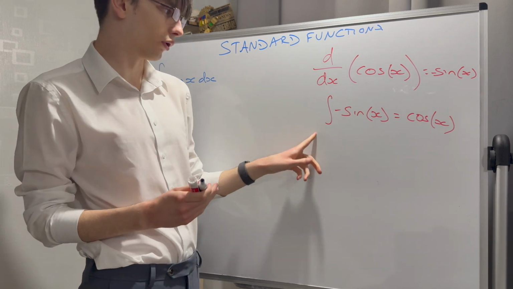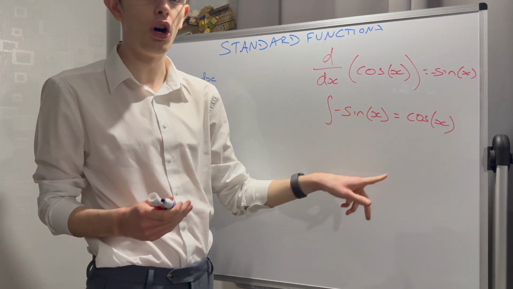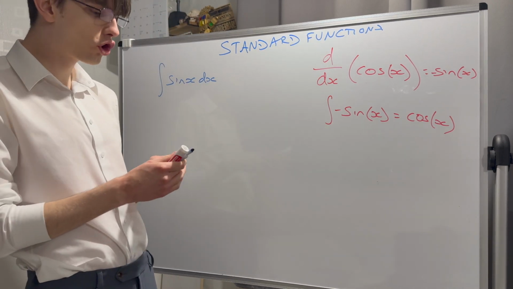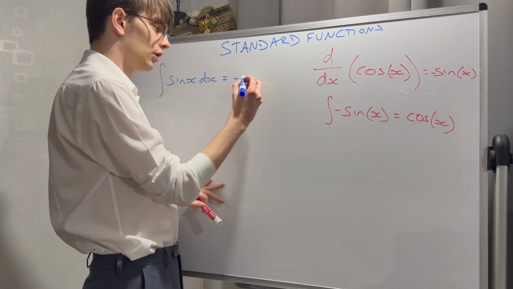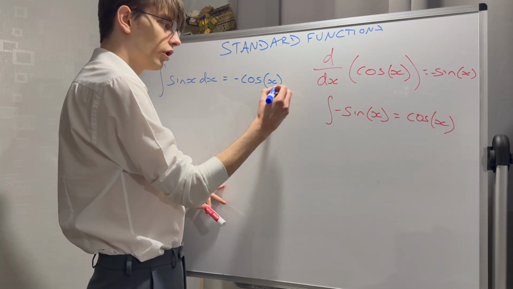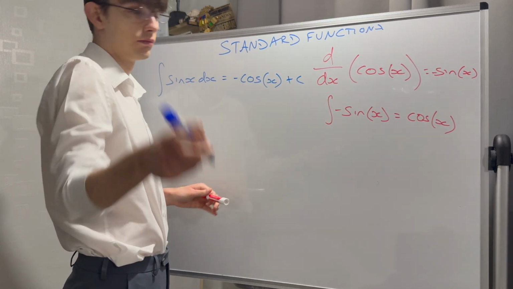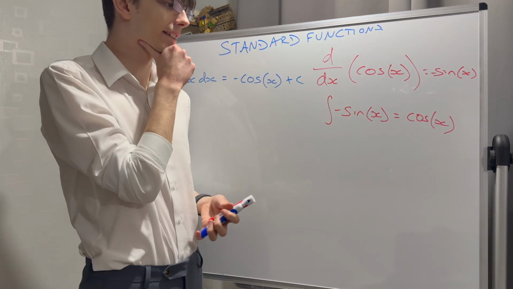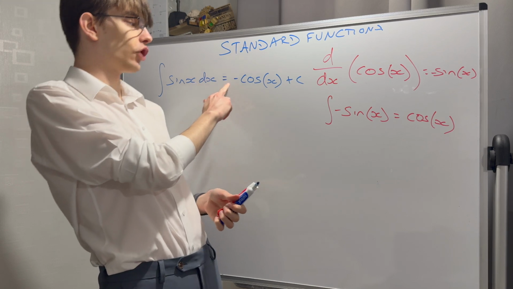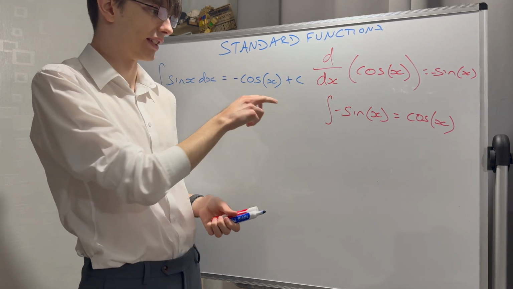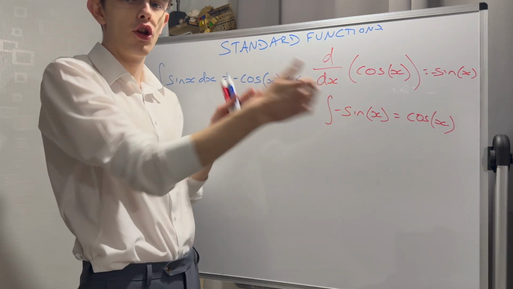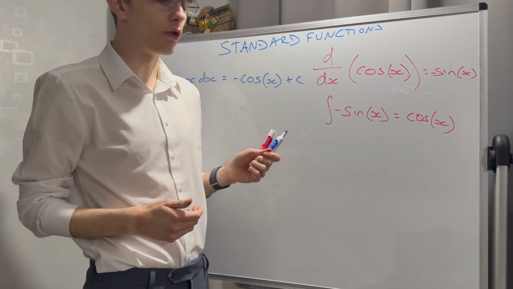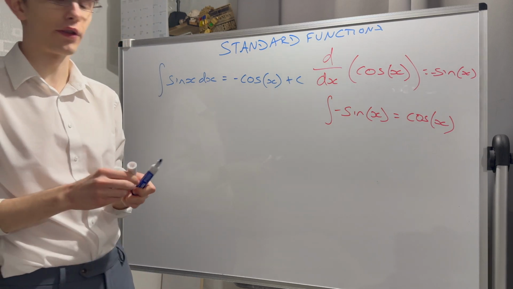So if the integral of minus sine x is cos, it would follow that the integral of just sine x is minus cos plus c. Don't forget plus c, I never have. So sine x integrates to minus cos x, just by the knowledge that you already have from differentiation. And we can apply this to everything.